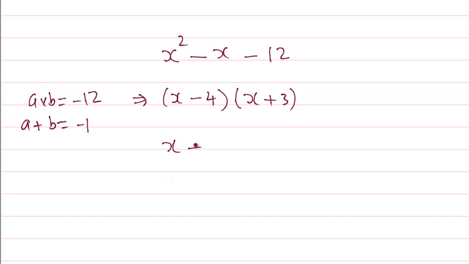If this was plus, x squared plus x minus 12, the only difference this time is the sign of these numbers would change. So x plus 4 times x minus 3. So they add up to 1. And when we multiply, we get minus 12.